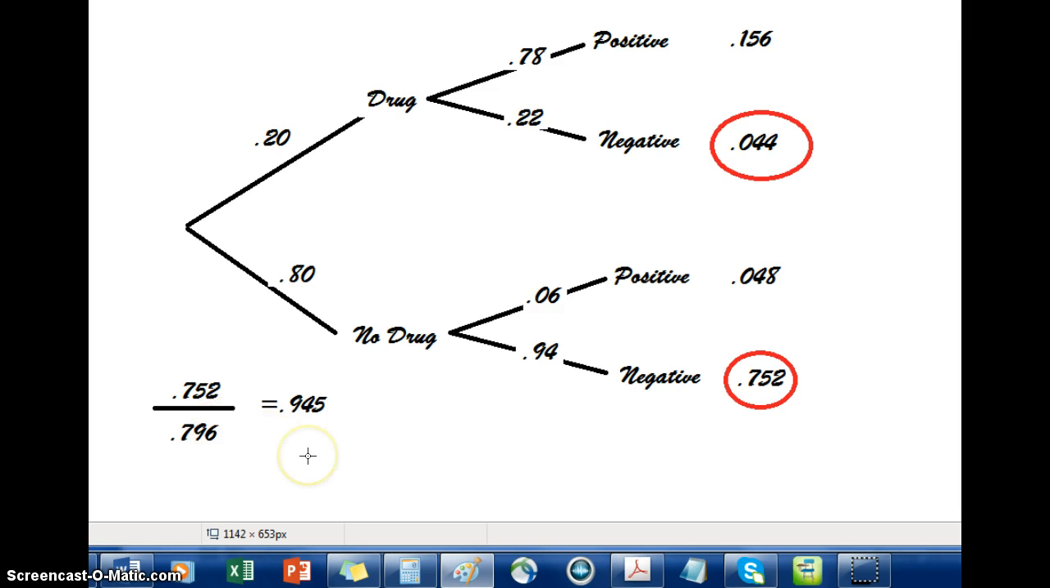So the problem wants to know what's the probability that they're not a drug user. So out of that total 0.796, the part of that from non-drug users was right here, 0.752. So you have 0.752 out of the total 0.796, and that gives you a probability of 0.945.